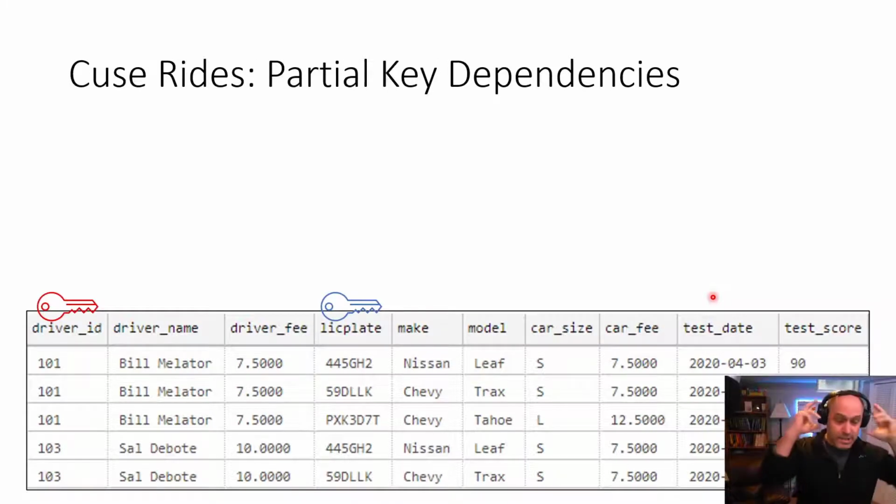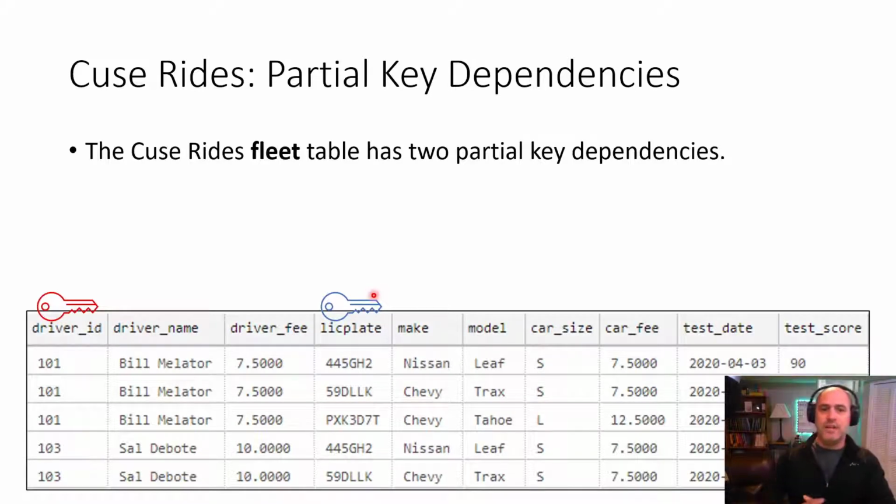Okay. So let's take a look at QSrides again. Let's identify the partial dependencies. Again, I've removed the irrelevant columns so that we can just focus on what's important here. And you'll see I have this red key over here and this blue key over here. They're both primary key. They're both set as the key for doing normalization within this data set. Let's see where this takes us with a partial key. So the fleet has two partial key dependencies. I hope you see them.